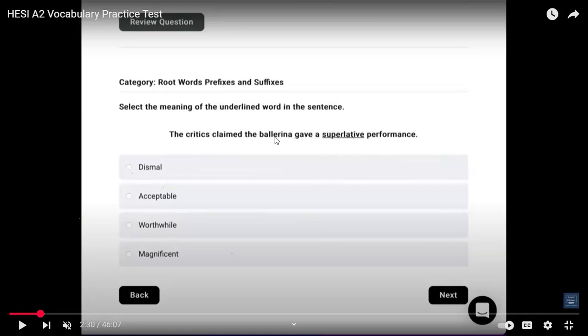We know our prefixes because we studied. Let's pretend that we're in the future now. We know our 25 prefixes, and this is another reason why we need to know them, because in this case, what they gave us was the context clue: dismal, acceptable, worthwhile, magnificent. Those are definitions, remember? They put those in the answer list, and they put the prefix in front of the root word.